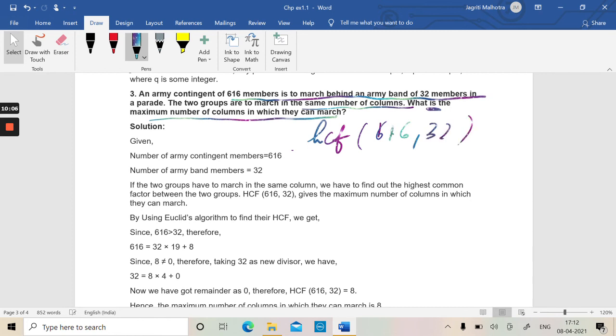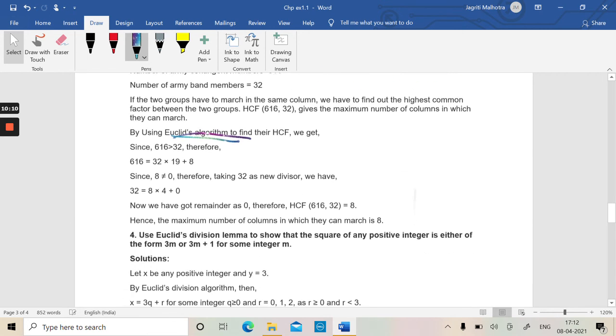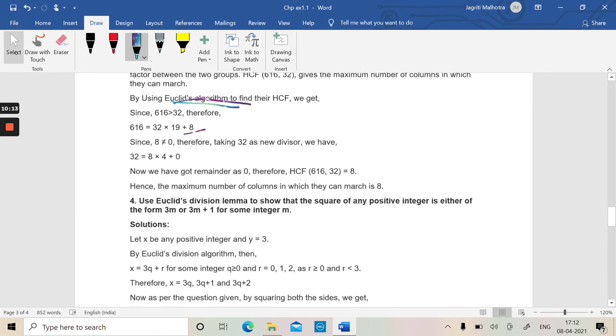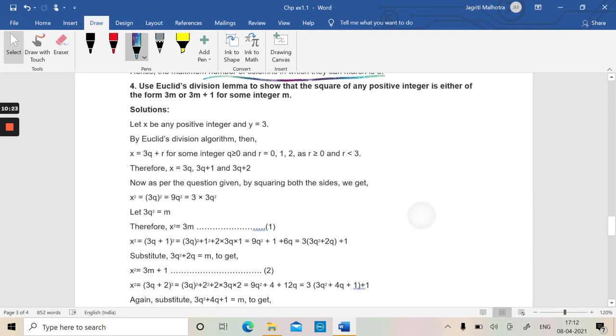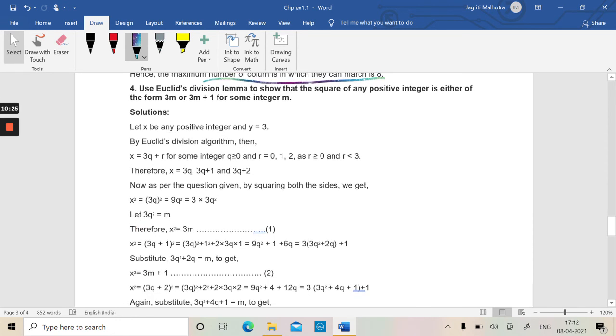We can find it by Euclid's division algorithm, or we can say Euclid's division lemma. Finding it, we get that the HCF was 8. That means the maximum number of columns in which they can march is 8, right? So coming to the last question, using Euclid's division lemma to show that the square of any positive integer is either of the form 3m or 3m plus 1 for some integer m.